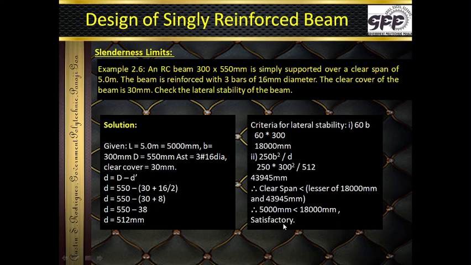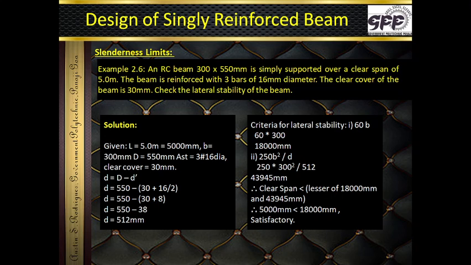That means laterally this beam is stable. It is not going to buckle under the loads. So that is how we understand the lateral stability. Now this was the check for lateral stability for a simply supported beam. Let us check the lateral stability for another beam.